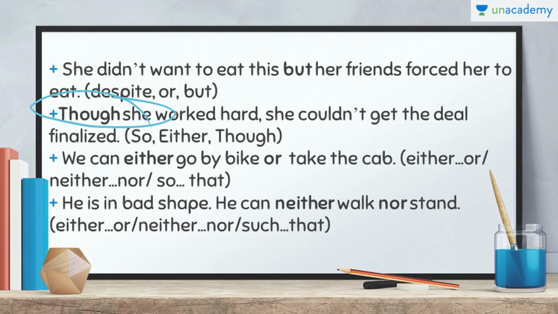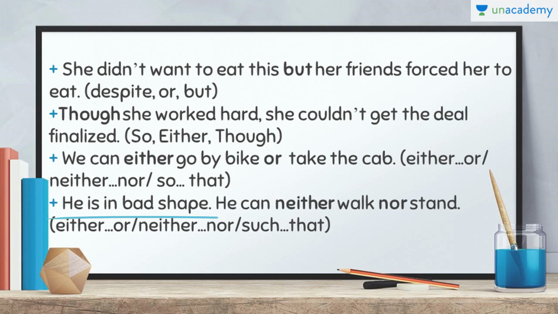Next we see, we can either go by bike or take the cab. Either or combination is used over here. Here we are willing to go somewhere. Okay, we can go. That's why neither nor we cannot use. So that also we cannot use, because we are not talking about heights of something or extremity of something. We are just telling about two options. One is going by bike, another is to take a cab. That's why either or is used.